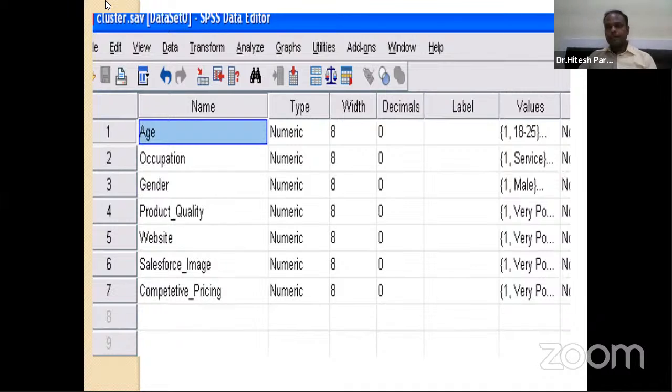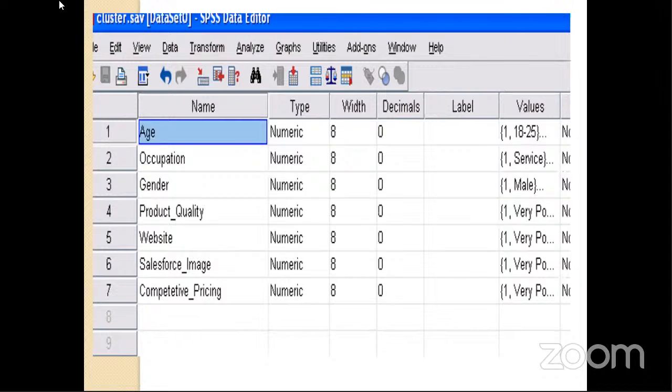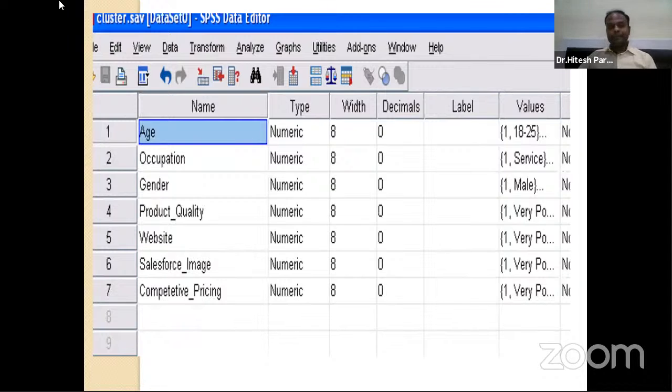Okay, understood the data? These four variables from product quality to competitive pricing will become our clustering variate. On these four variables, we will perform the cluster analysis. And then once we form the clusters, we will see the profile of respondents with respect to cluster. For that, we will utilize age, occupation, and gender.